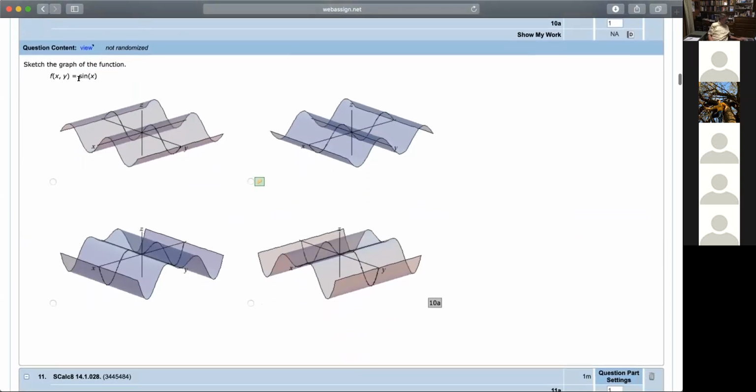Oh. All right. In this one, I got the sine of x. So I got my carpet. I have cheap carpet. It looks like this.